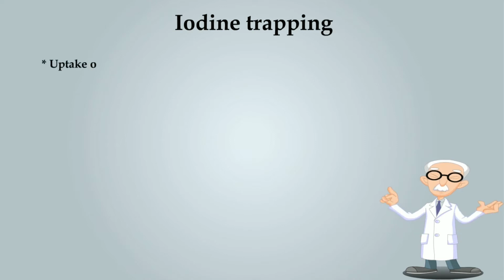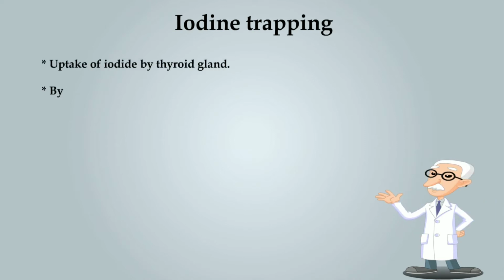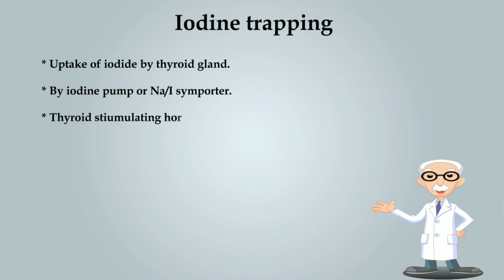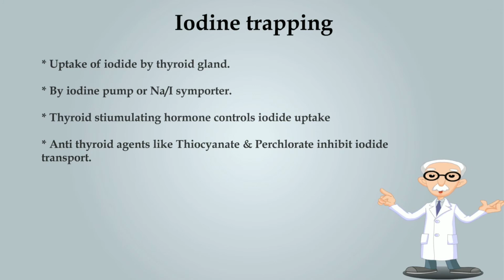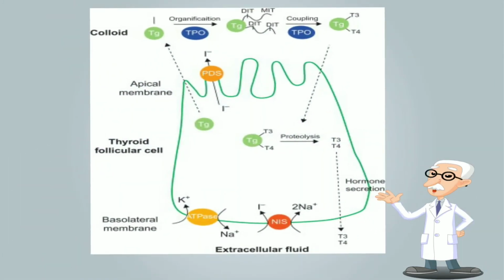Uptake of iodide by the thyroid gland, by the iodine pump or sodium iodide symporter. Thyroid stimulating hormone controls iodide uptake. Anti-thyroid agents like thiocyanate and perchlorate inhibit iodide transport. You can understand the thyroid hormone synthetic process through this picture.